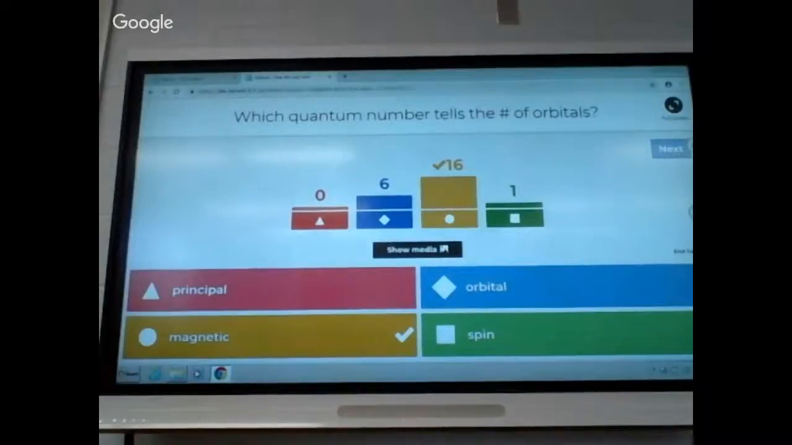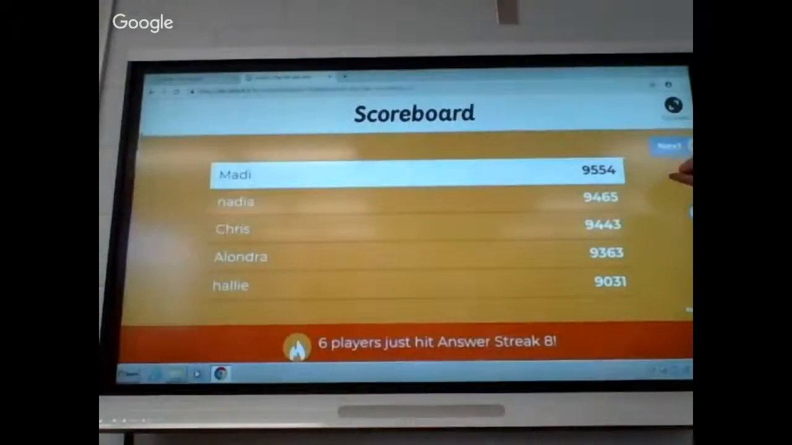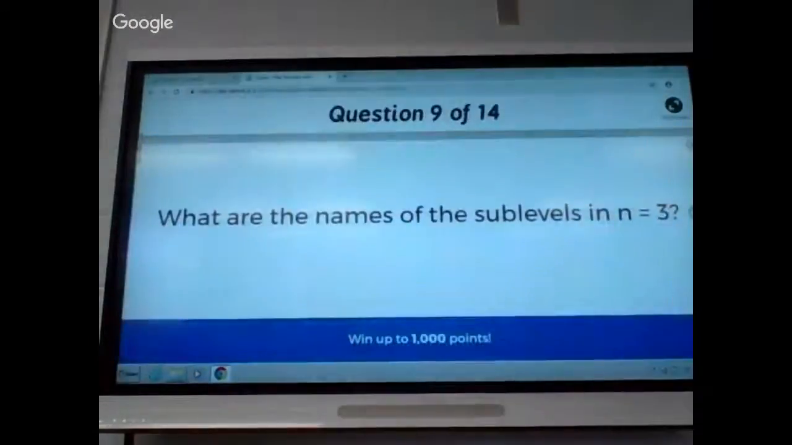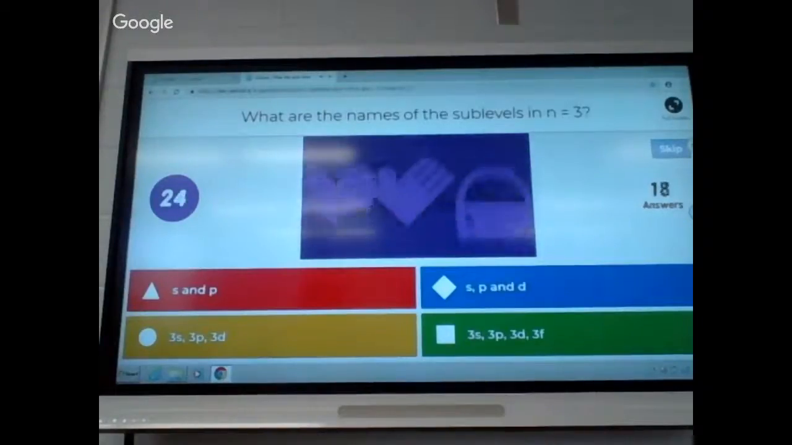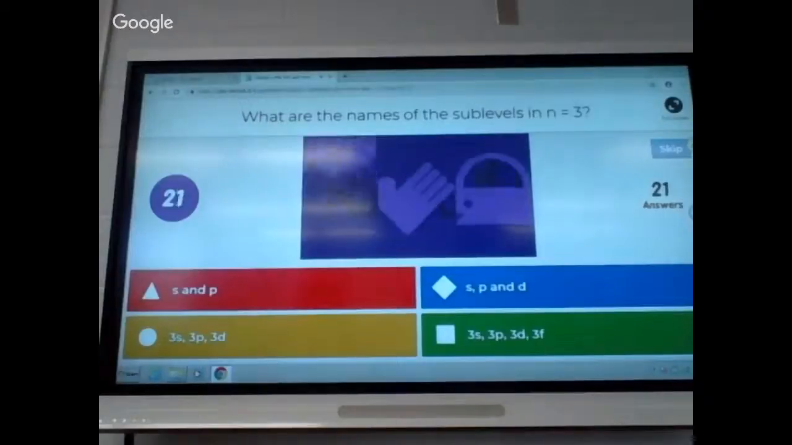Yeah, I did. No. Which quantum number tells the number of orbitals? Magnetic. You can either learn it as the number of orbitals or orientations. No, I thought orbital and orbital. And somebody picked spin, really? She didn't mean to. It was fake. The color out. It was. Yeah. Let's go.